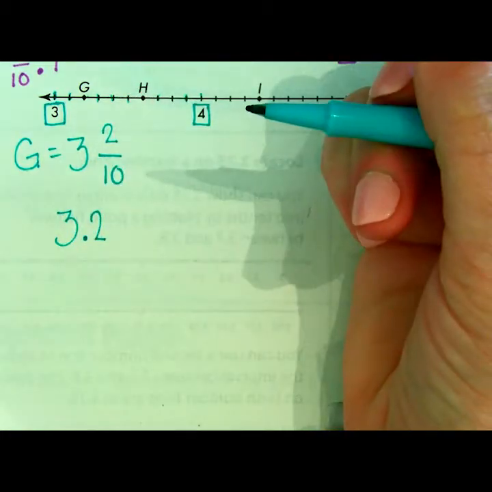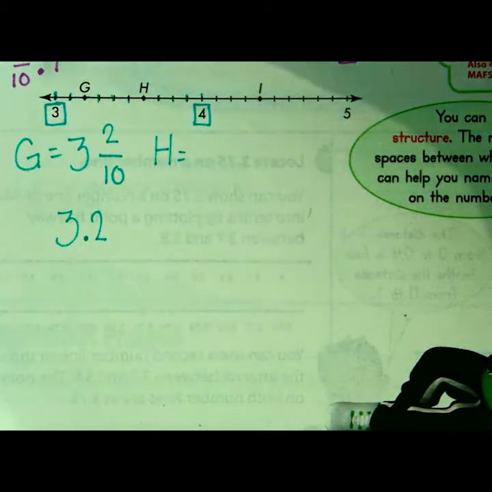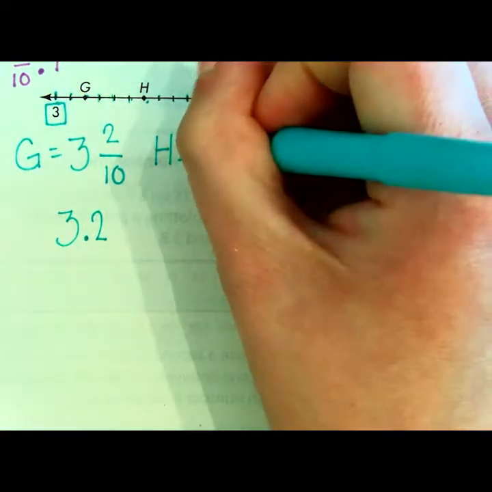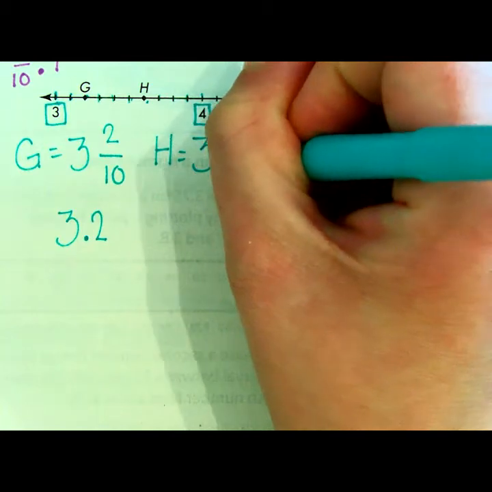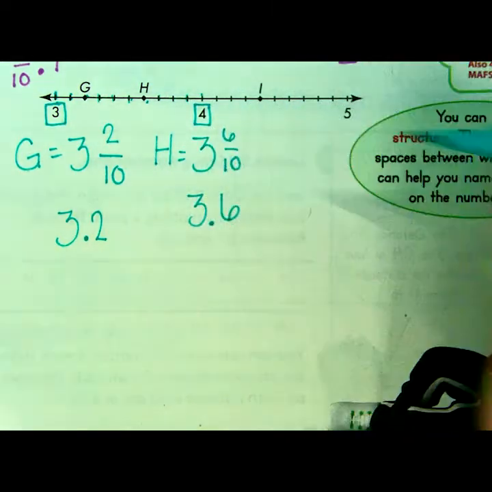Let's look at point H on our number line. If this was 3 1/2, this would be 3, 4, 5, 6. So this would be equivalent to 3 6/10, and written as a decimal, that would be 3.6. That's how we would read it.